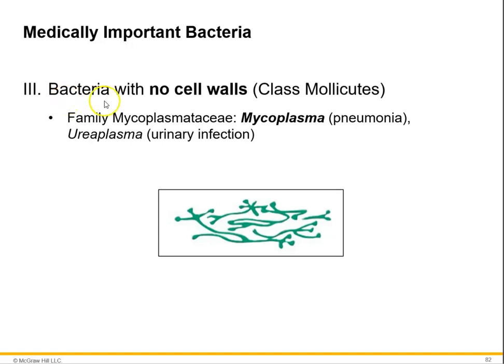And then finally we have bacteria with no cell walls. So we talked about gram-positive, gram-negative, and now this is an example of a bacteria with no cell wall, Mycoplasma, which can cause pneumonia, specifically a walking pneumonia. We'll talk about these pathogens in more detail when we get to the chapters that go over the diseases that are caused by these guys.